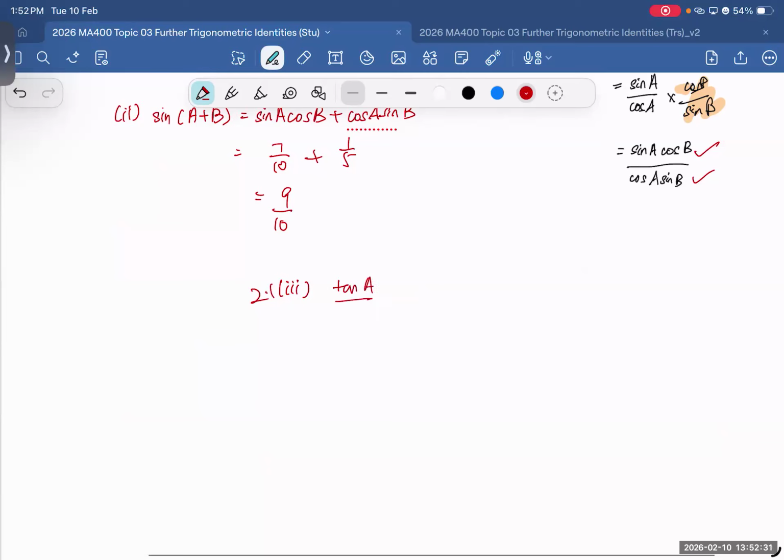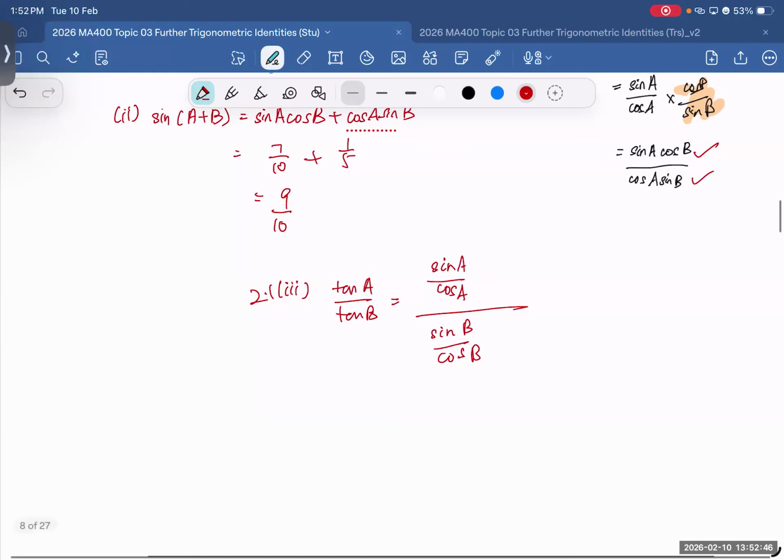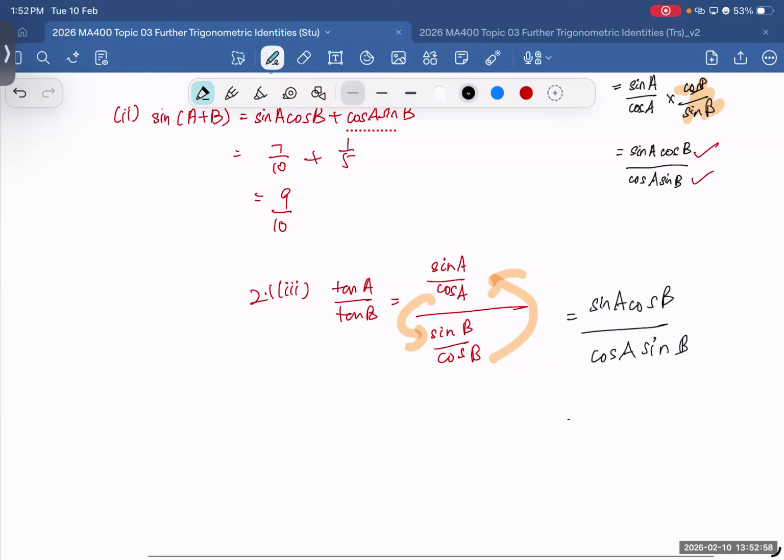tangent A over tangent B. I change the top to sine A over cos A. The bottom is sine B over cosine B. When we divide a fraction, this can go to the top, this can go to the bottom. That leaves us with sine A cos B over cos A sine B, which gives us 7/10 divided by 1/5, which is 7/2.